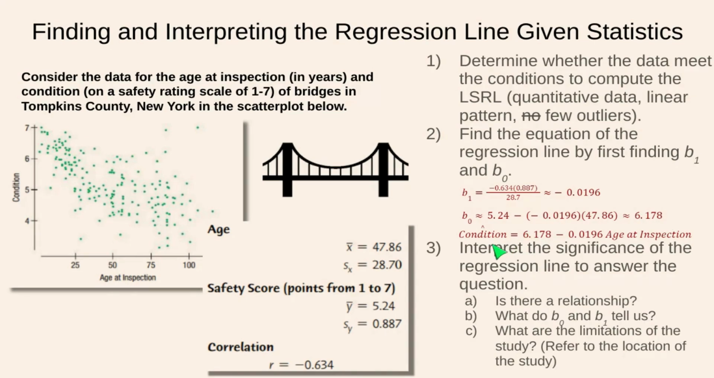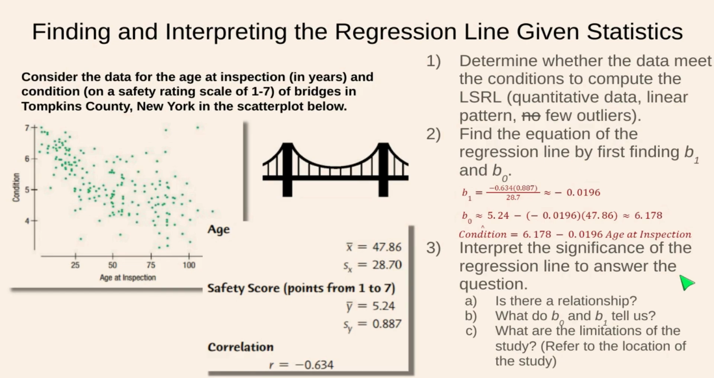Our predicted condition on a scale from 1 to 7 is going to be 6.178 approximately minus 0.0196 times the age at inspection. So we input ages at inspection, and we can predict with, I guess, decent accuracy, the condition of the bridge. So now we're going to move on to number 3. We're going to interpret the significance of the regression line to answer the question.